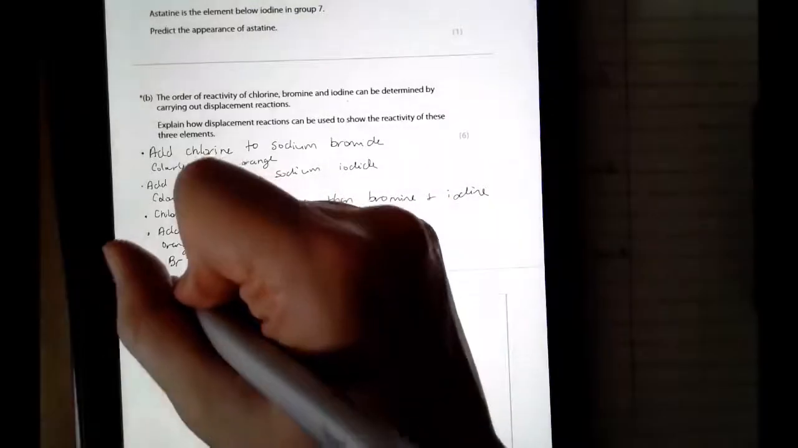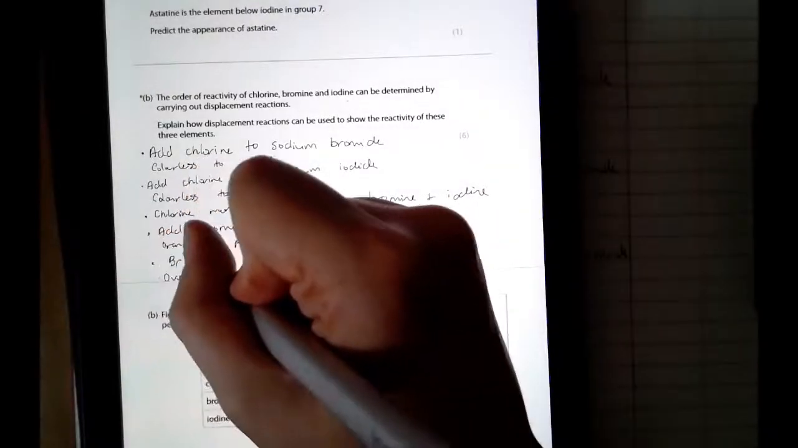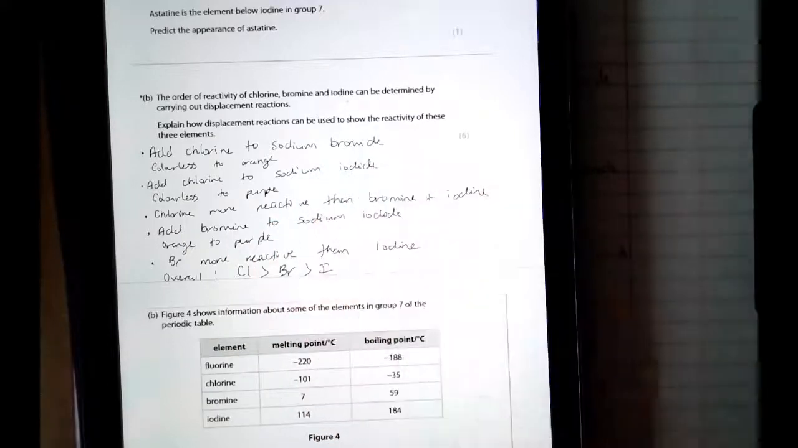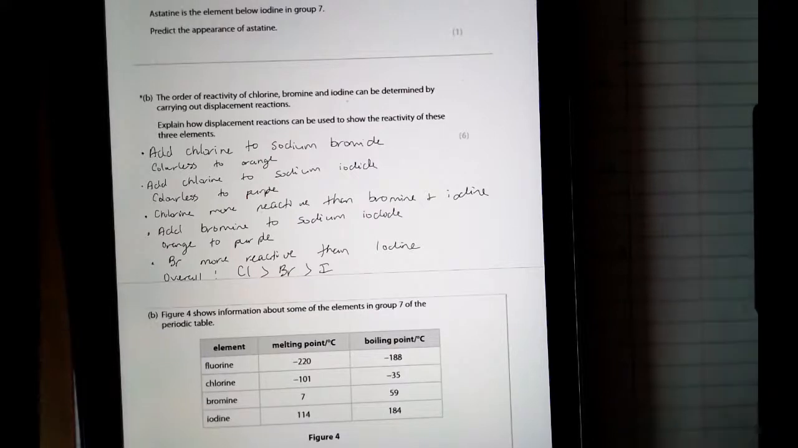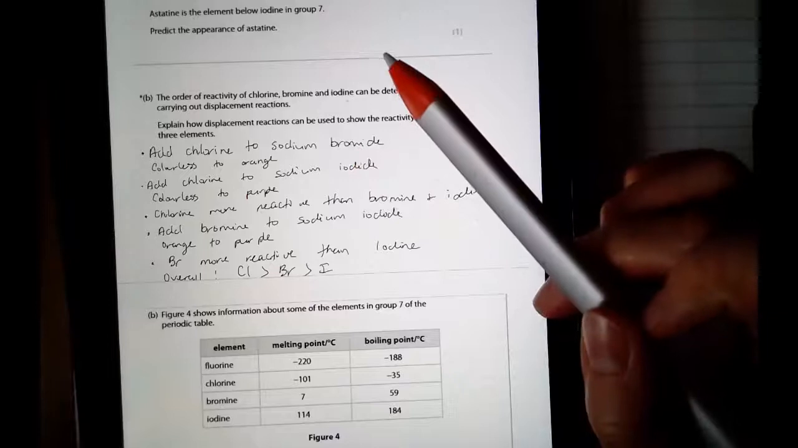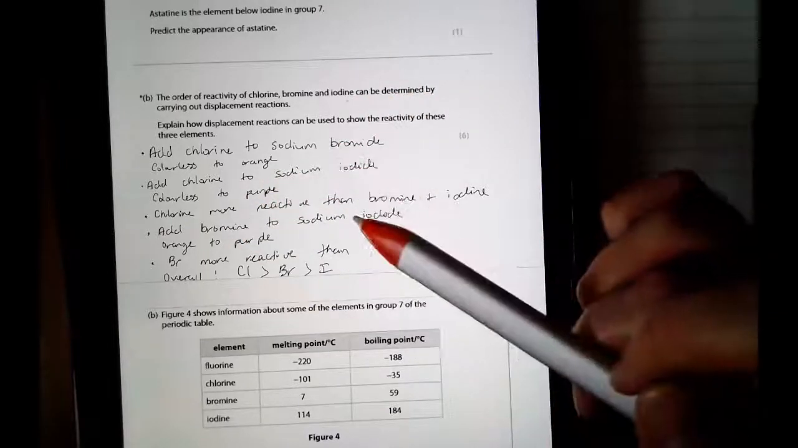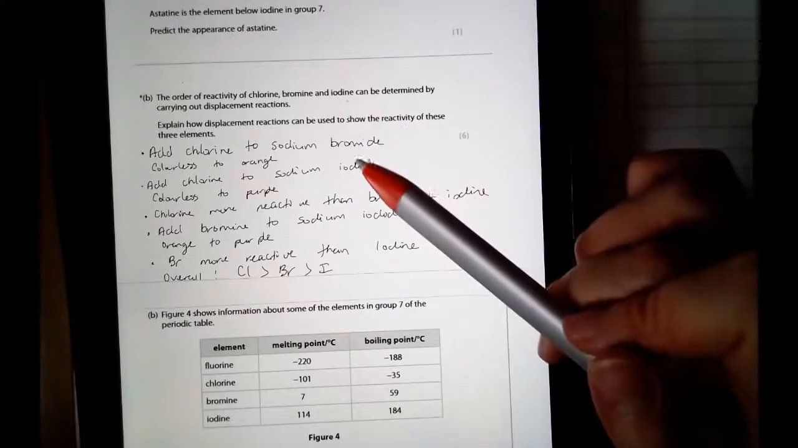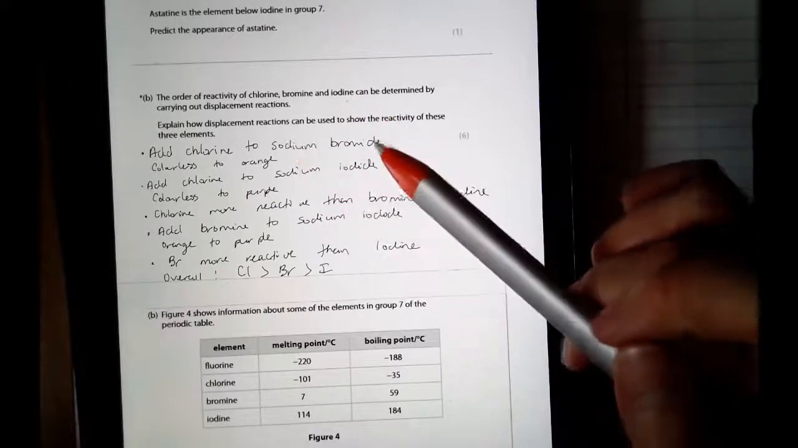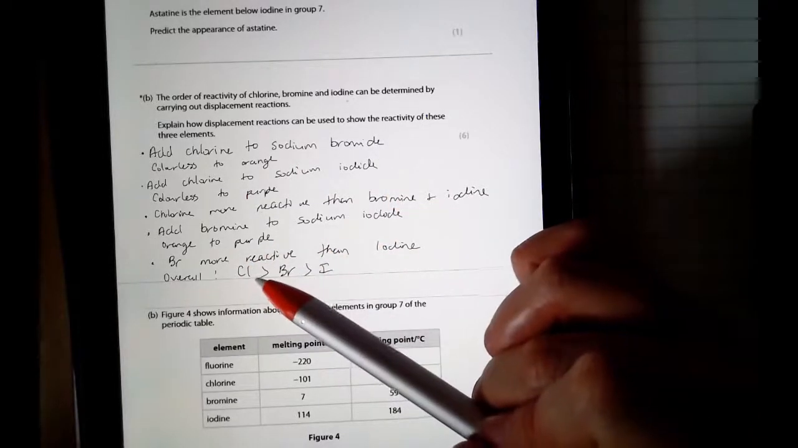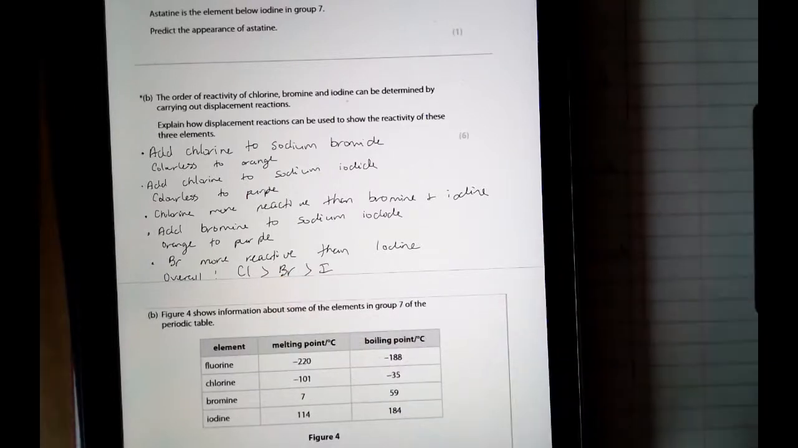So my overall reactivity from my experiments, I've got chlorine, which is more reactive than bromine, which is more reactive than iodine. For each one, you're going to need to say what you would add to what and the color change that you would expect to see. There's lots of different compounds you could use. Just pick any metal. It doesn't matter what order you do the experiments in, but just try and give 3 relevant reactions and their color change, and then use those observations to give an overall trend in the reactivity. So chlorine is most reactive, then bromine, then iodine.